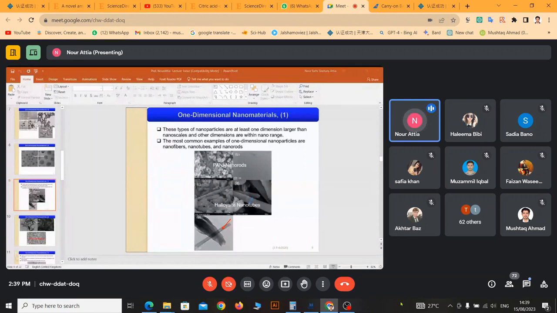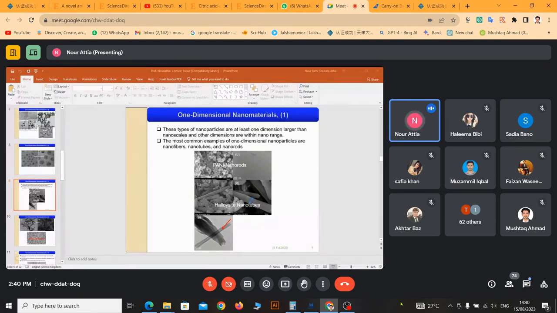Now we will go to slide number 9. Okay. So these are one-dimension nanomaterials. This kind of material has at least one dimension in the nanoscale, and the other dimensions in the macro scale. So here we have three kinds of material. We have a nanorod, because it's also one dimension. We have a nanotube, we have a nanofiber, we have a nanowire.